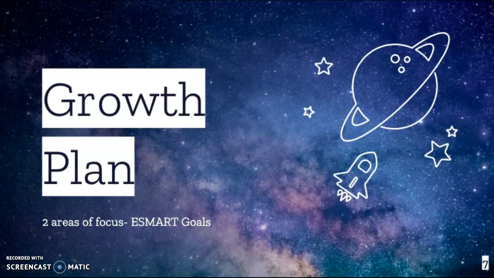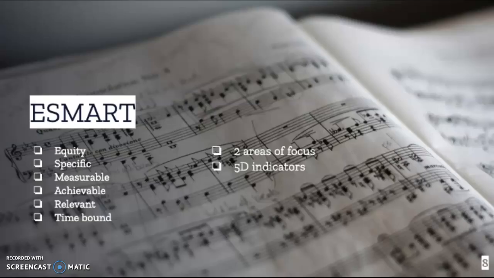Last year, these were referred to as SMARTY goals, and now they're eSmart. So the E means equitable, and so we have the E in front of the SMART. Looking at eSmart, we have equitable, specific, measurable, achievable, relevant, and time-bound. We're going to find each one of these categories within the goals that you write, and the goals are going to be written off of your 2 areas of focus, which are the indicators from the 5D. And everyone should have the 5D booklet that breaks down each one of the categories. If not, please make sure you see me.